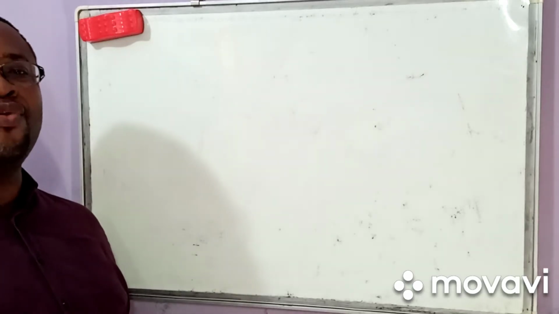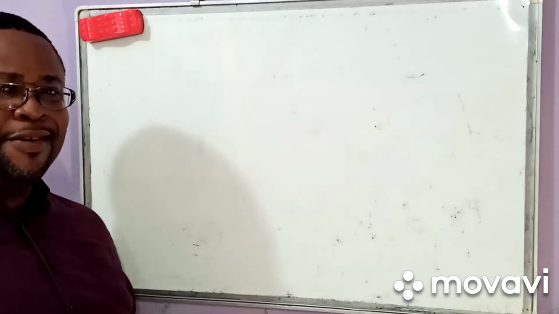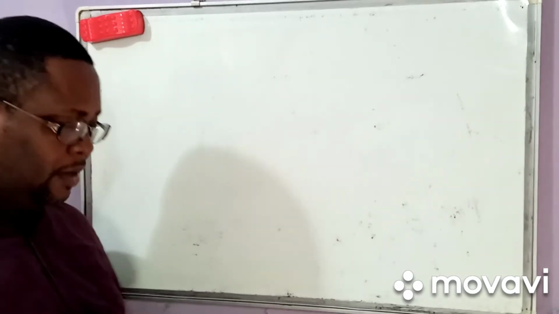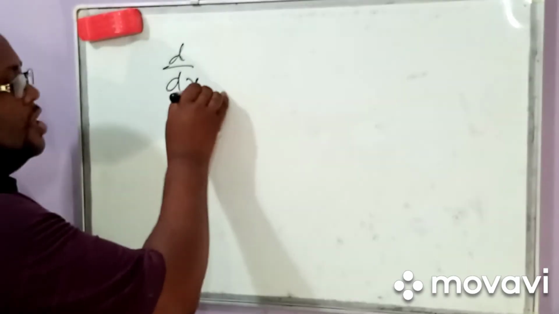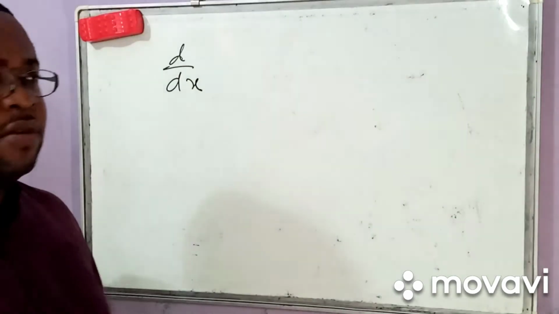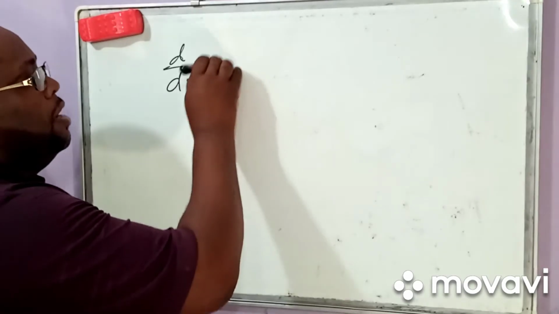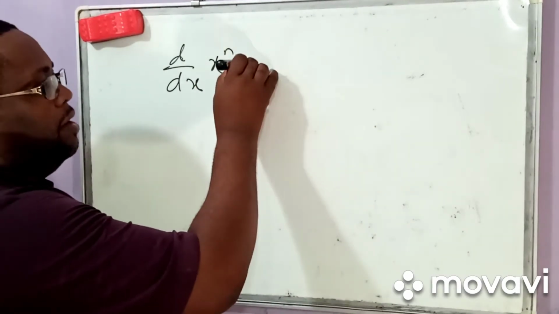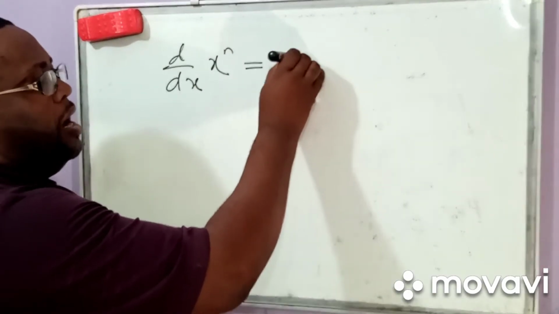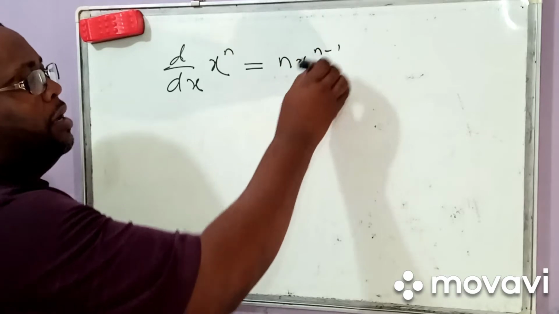Welcome back. Rules of differentiation, number 1. Now, the very first rule we are going to talk about in differentiation, whenever you are going to differentiate the power function, we call this the power rule. When you differentiate x to the power n, it simply gives you n x to the power n minus 1.